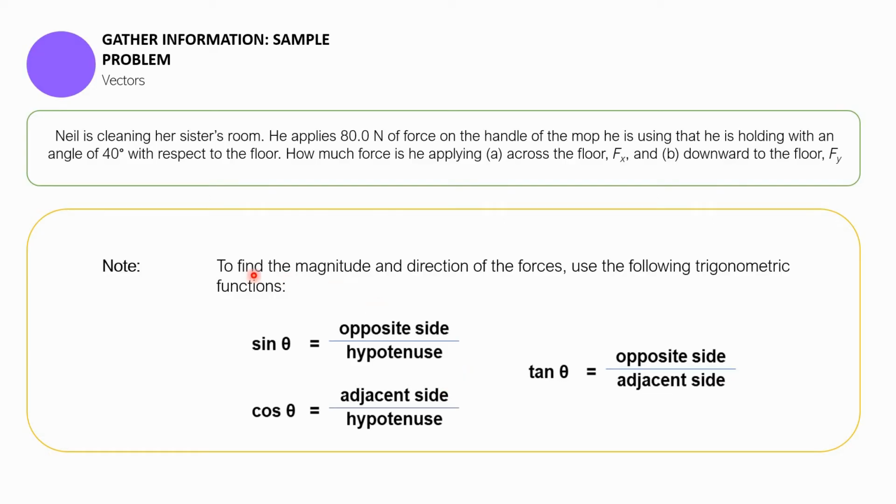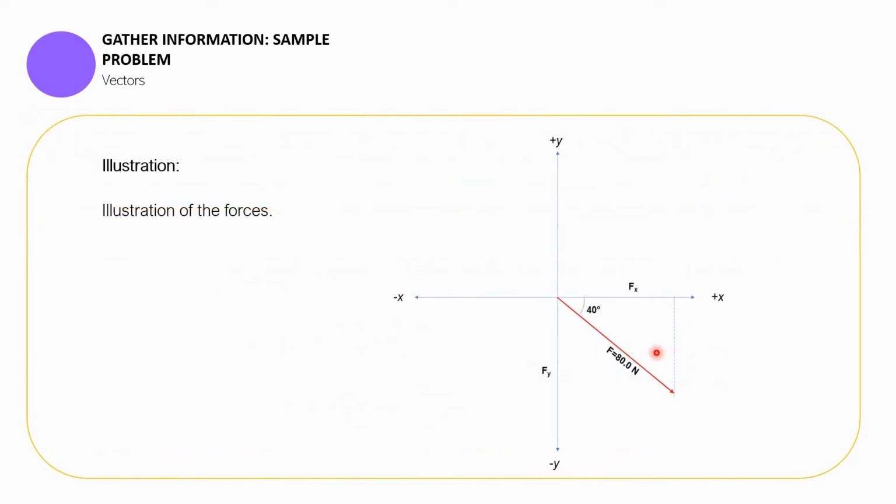Let us now note the following. Remember that to find the magnitude and direction of forces, we need to use the following trigonometric functions. Okay, so for sine, ang kinoconsider natin dyan is yung opposite side from the angle and the hypotenuse. Kapag cosine naman is yung adjacent side from the angle and the hypotenuse. And then for the tangent naman, the opposite side from the angle and the adjacent side from the angle. Okay? So this is also the illustration.